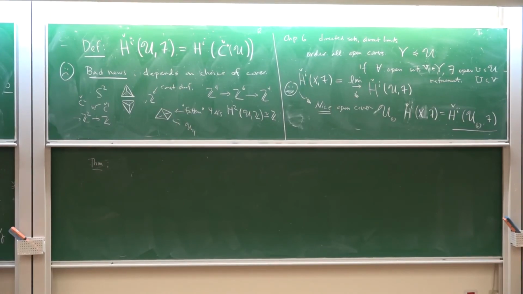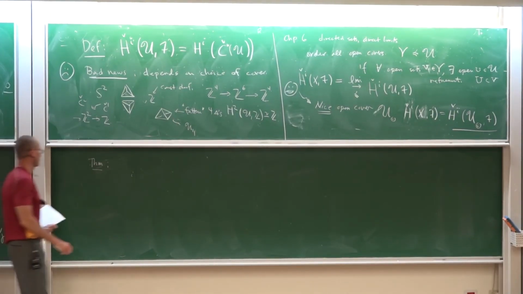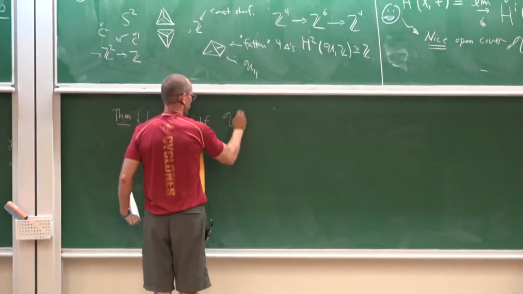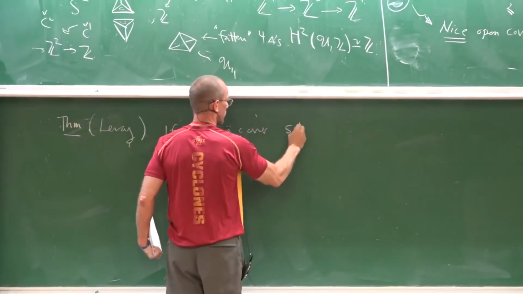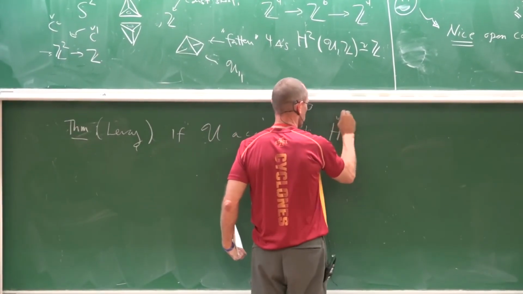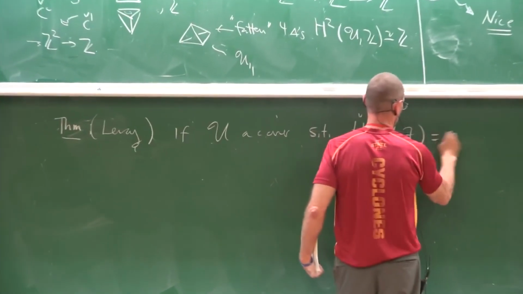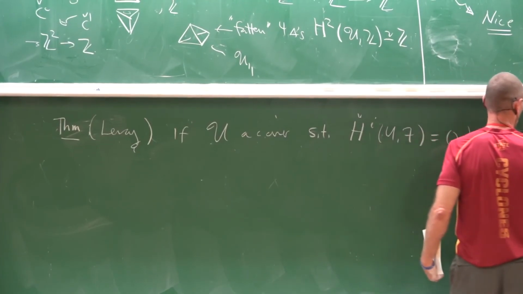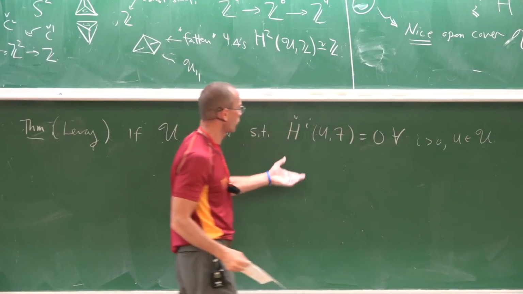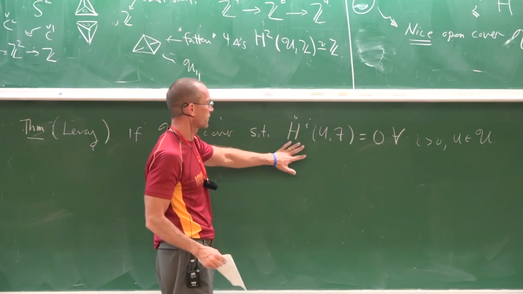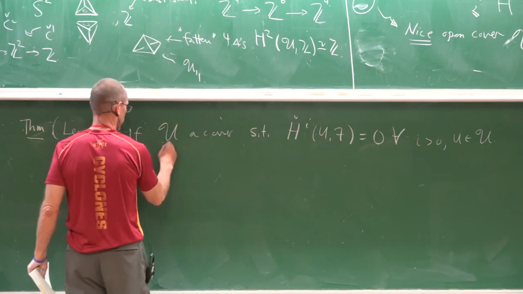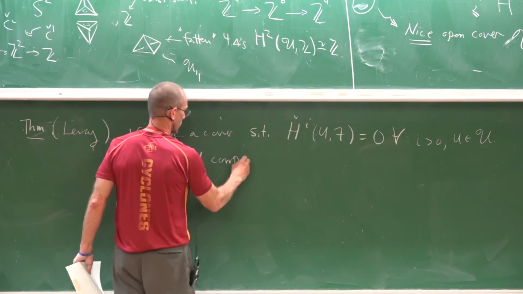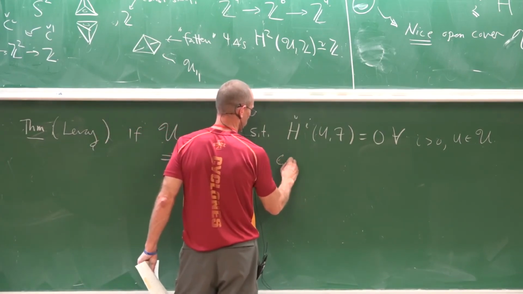I think this is it, Serre or Leray? I think I want to say Leray, and we can go back. If U is a cover such that H^i of U is zero, so if there's no higher cohomology on any of my open sets of the cover, then this is called a Leray cover, and U computes the Čech cohomology.